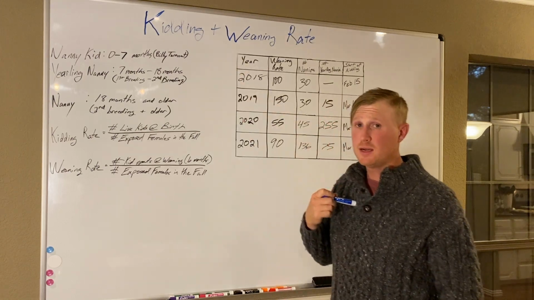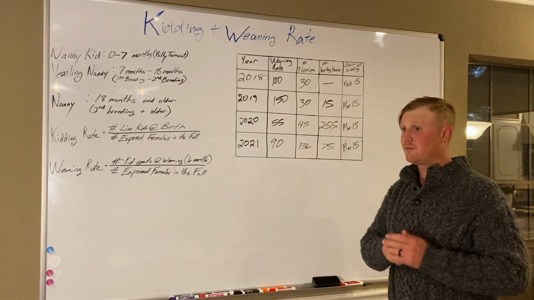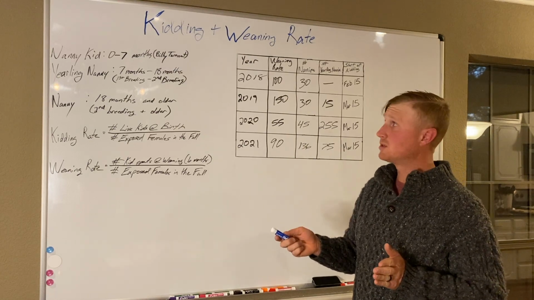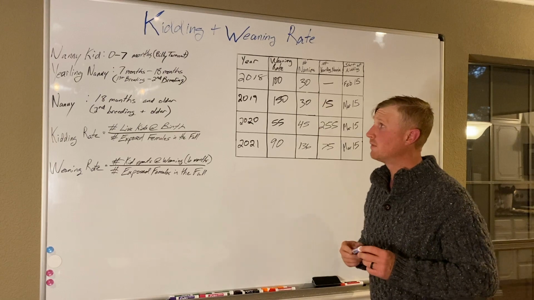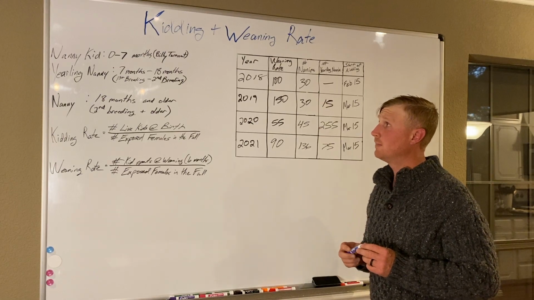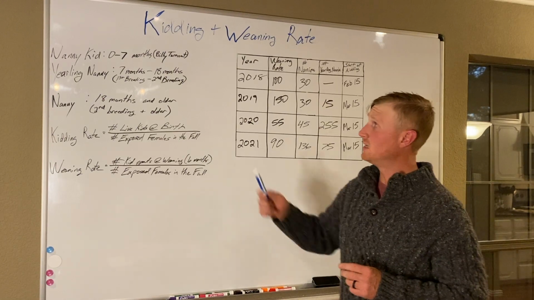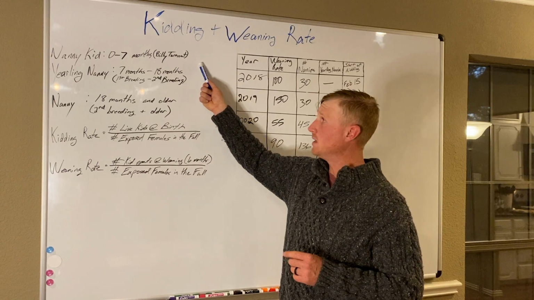Additionally, I want to talk about some definitions on what a nanny kid is. For me, a nanny kid is anything from birth to 7 months old, which in our case, for our operation, is roughly when those billies are going to get turned out. So like I say, that's the definition of a nanny kid for me.